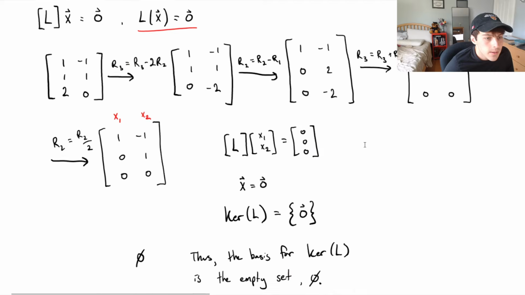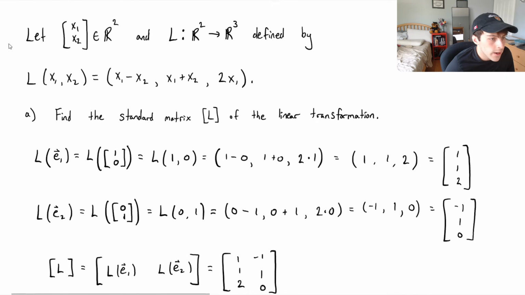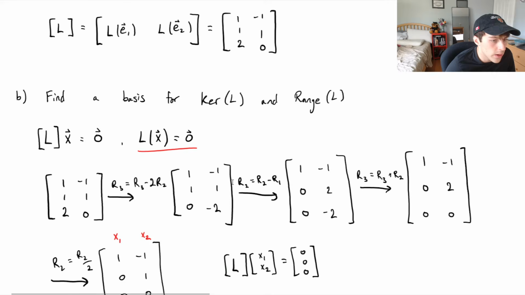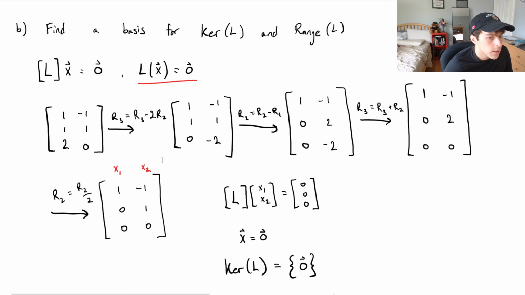So to recap this video, we started off given a linear transformation that was defined for us. We were then asked to find the standard matrix of the linear transformation, and we did that by plugging in the standard basis vectors of the domain and finding out what those vectors map to. Those vectors become the columns of our standard matrix. Once we found that, we needed to find the basis for the kernel and the range. The kernel was just all of the vectors that, if you were to plug into the linear transformation L, would map to the 0 vector.